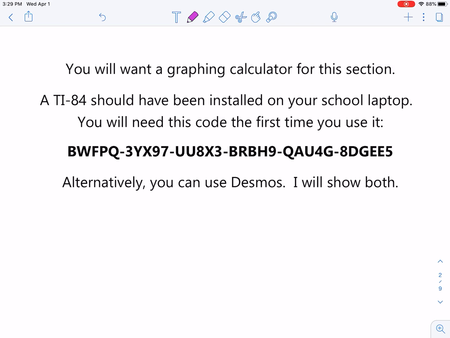Alrighty? Okay, so first, you are going to want a graphing calculator for this section. So a TI-84, sort of like an app, should have been pushed out to your school laptops. Now, the first time you use it, you're going to need this code. So you can either pause the screen or you can check the notes on Canvas, because these exact notes will be on there. You'll need this code the first time you use the 84 on your computer. You can also use your own calculators at home if you have them, or of course always Desmos, and I will show you both the 84 and Desmos for this today.